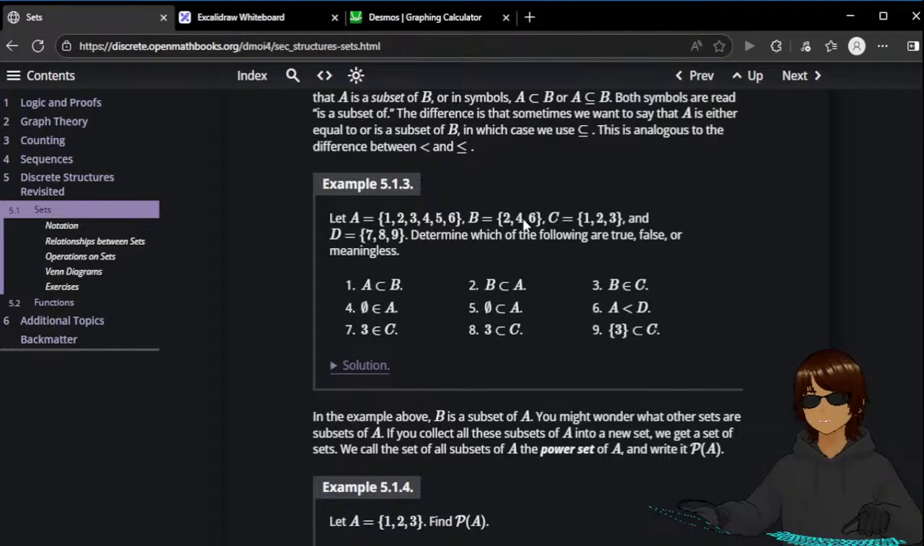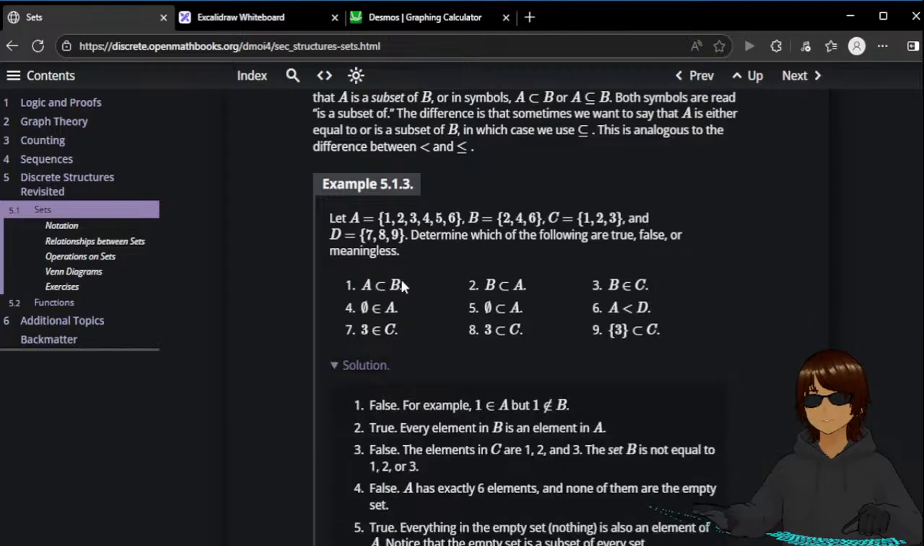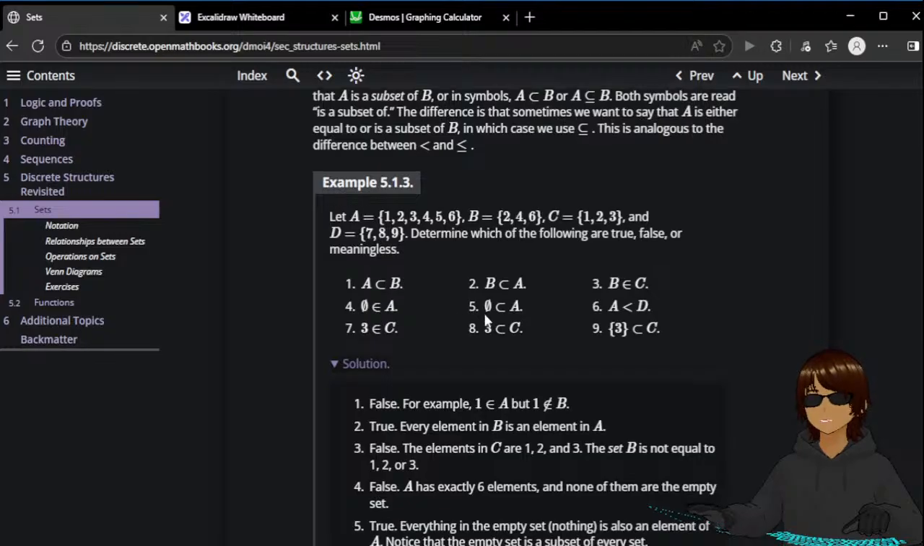So {1, 2, 3, 4, 5, 6}, {2, 4, 6}. This is false. This is true. B is an element of C. This is false. This is true. This is true. A is less than D. What does this even mean? 3 is an element. True, false, true, false, true, false, false. A has exactly 6 elements and none of them are empty sets. Oh, this is false. But this is true, right?